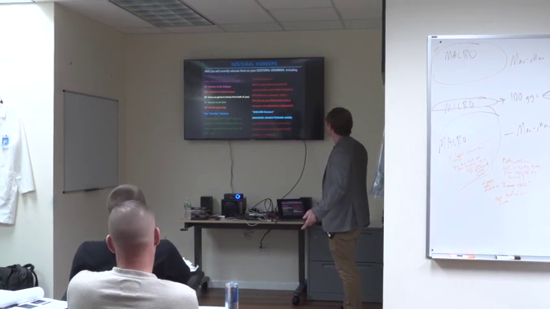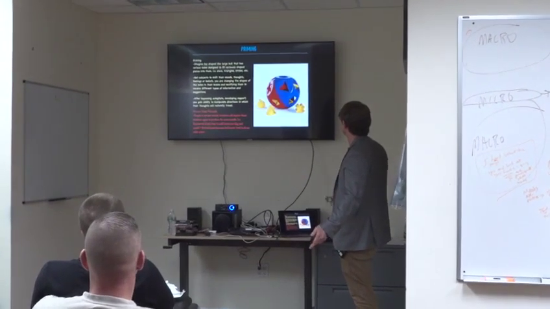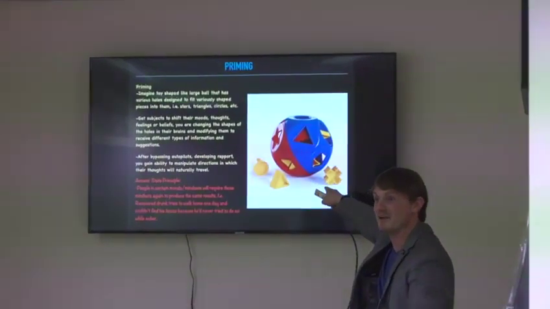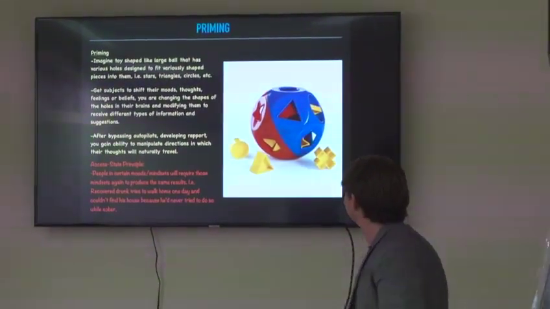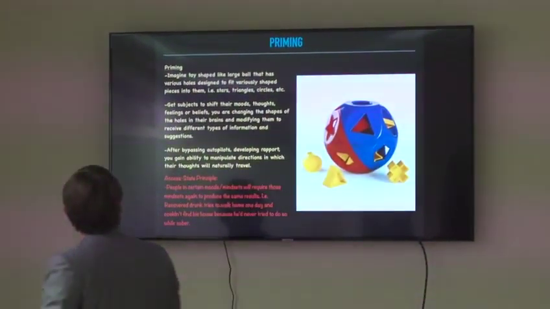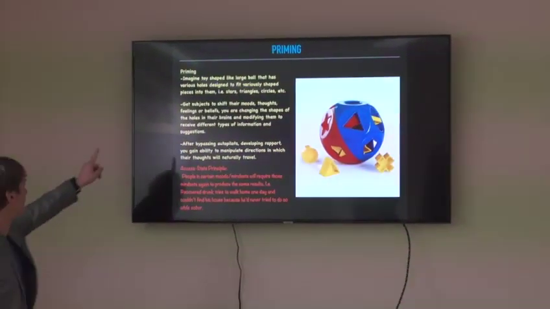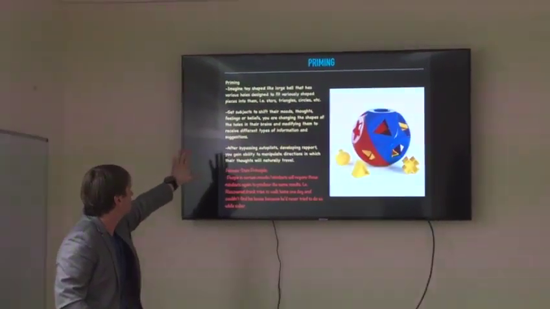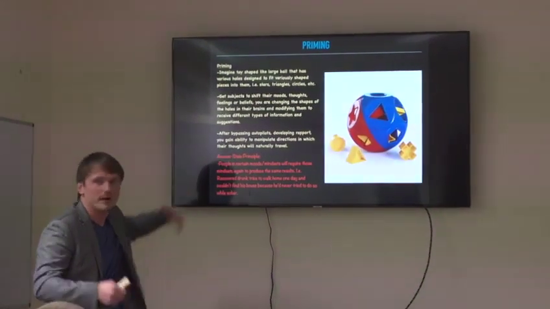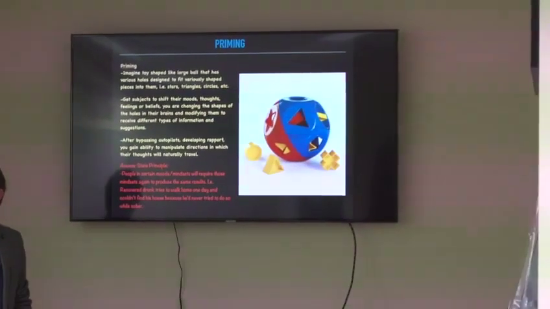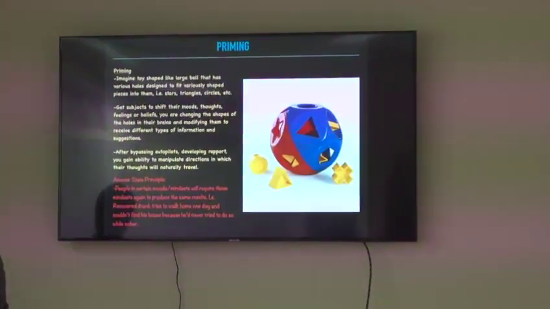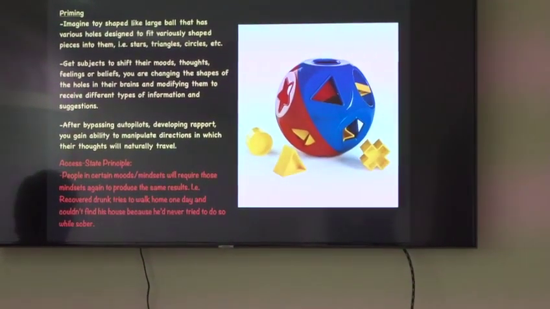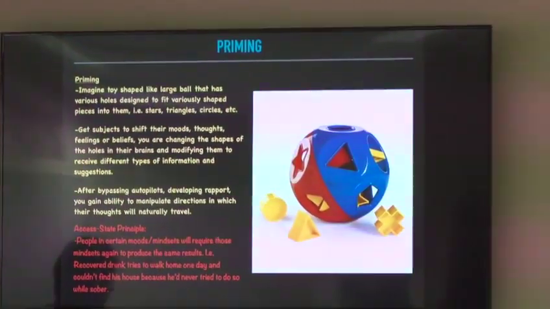cluster for now. Priming. What is this? Yes. That is a child's toy. Now imagine a toy. You don't have to imagine because there it is. All right? What you're doing is you're getting subjects to prime it. What does priming mean? How do you prime a coil? Okay. Never mind. Okay, yes, very good.